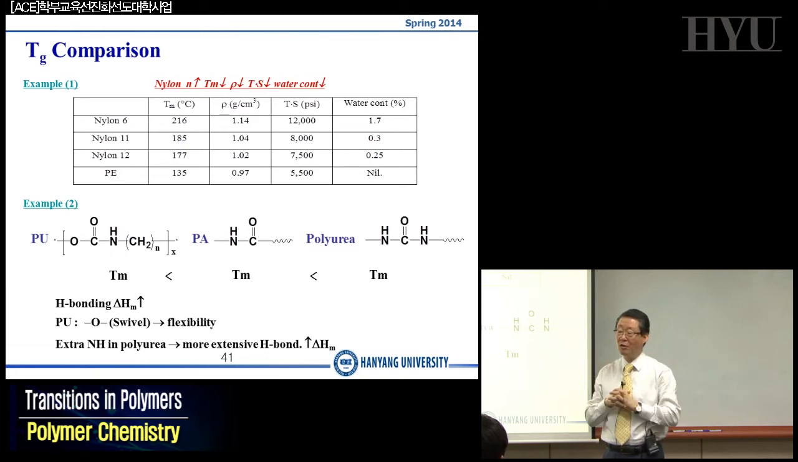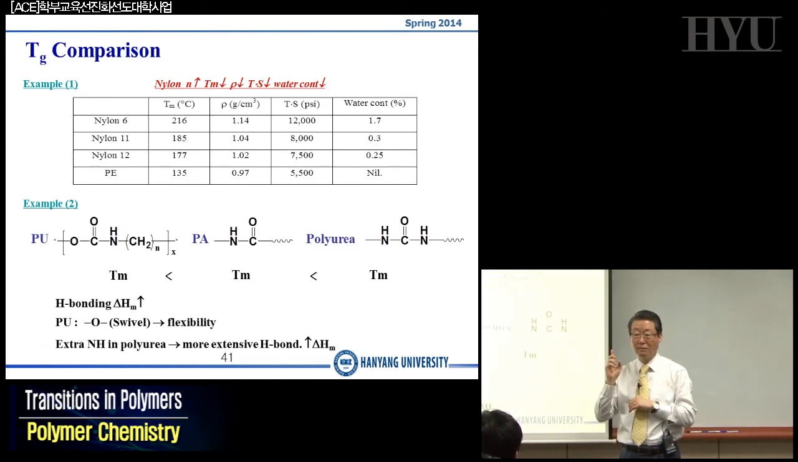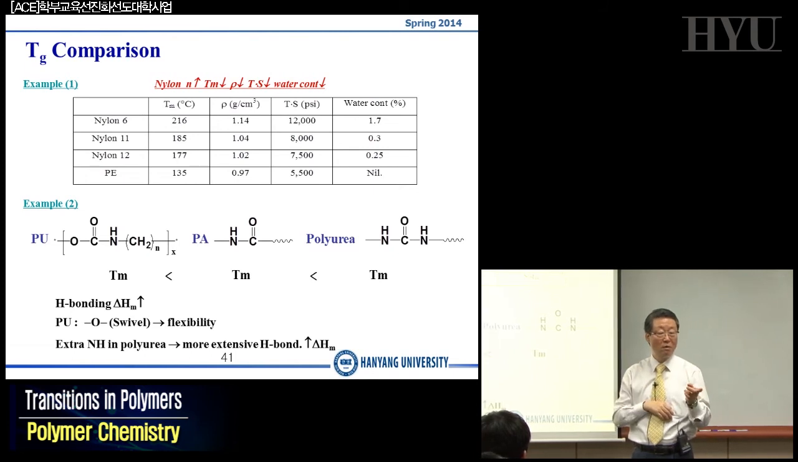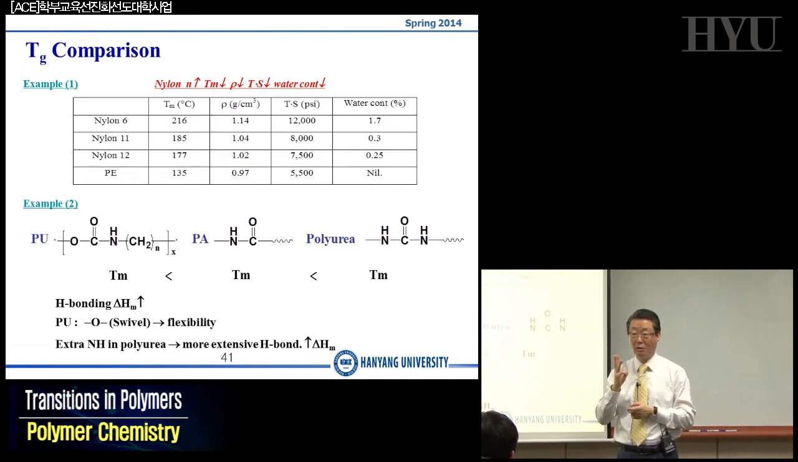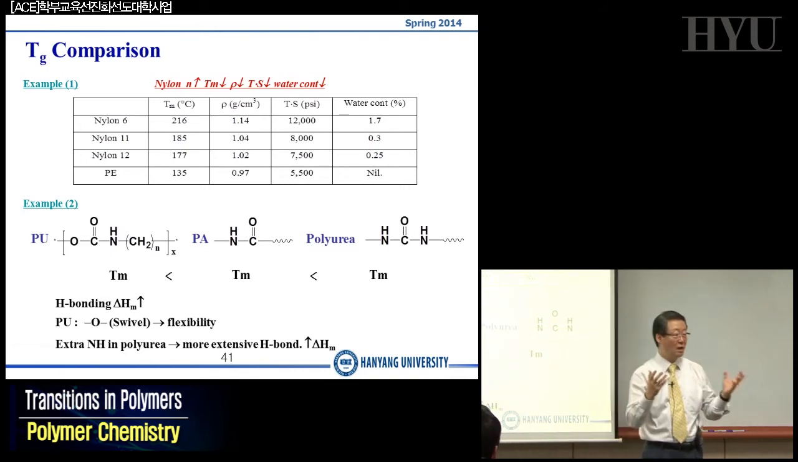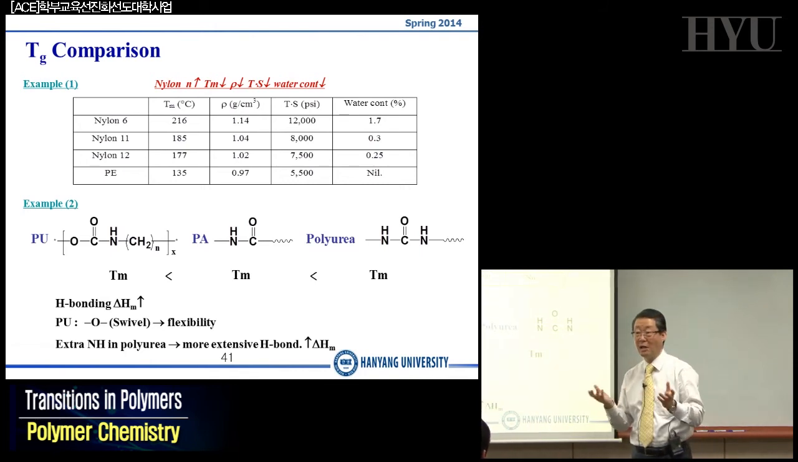In the case of nylon 6, what is X? 6? Should be 5, right? Should be 5. So the carbonyl should be included in counting your number, right? What about nylon 11? 10, right? Nylon 12 is 11. What about nylon 4? You have a 3. Now you all know how we can name these nylons.